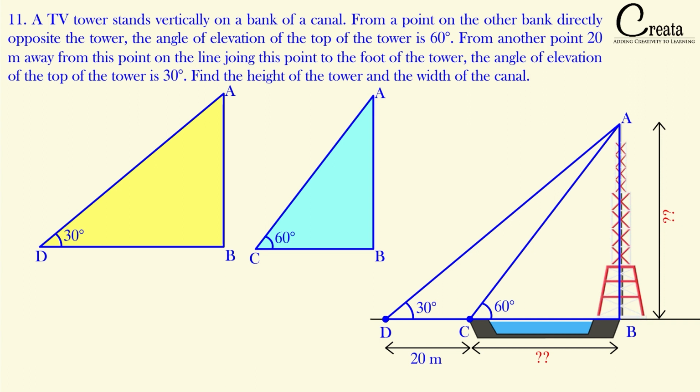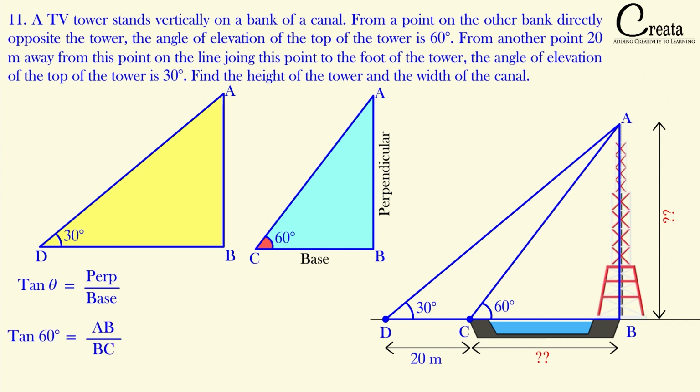Firstly, let's take the right angle triangle ACB. For this triangle, AB is the perpendicular which is opposite to our trigonometric angle 60 degrees, and BC is the base for this triangle. And AB is the height of the tower and BC is the width of the canal that we have to find. So here perpendicular and base are coming into the picture. So our trigonometric ratio tan theta will be applicable. Tan theta is a relation between the perpendicular and base. So we got tan theta is equal to perpendicular upon base.